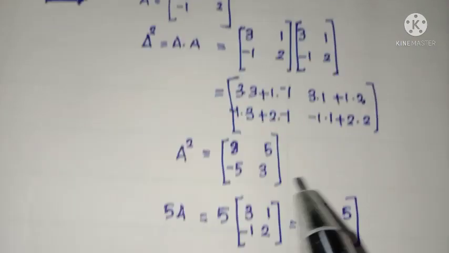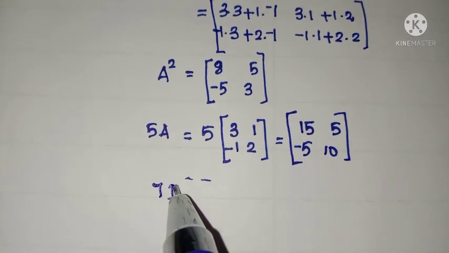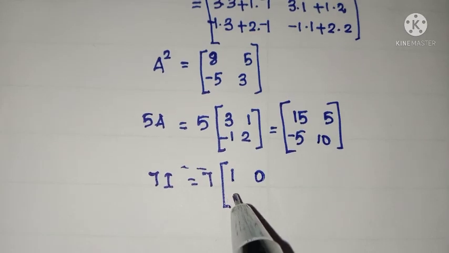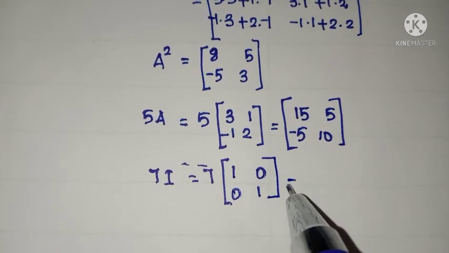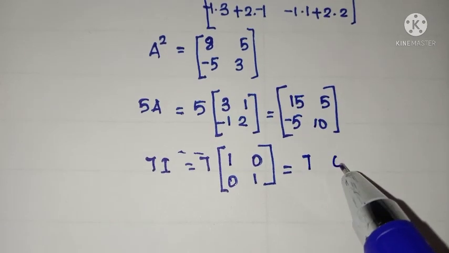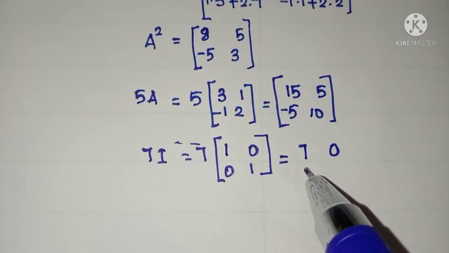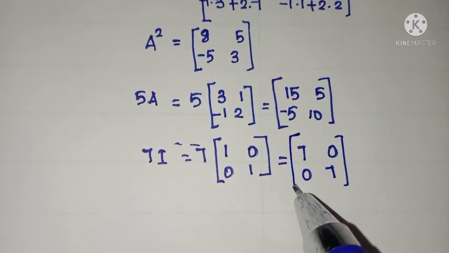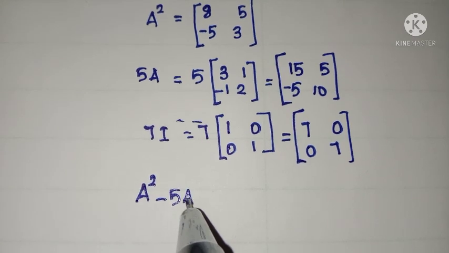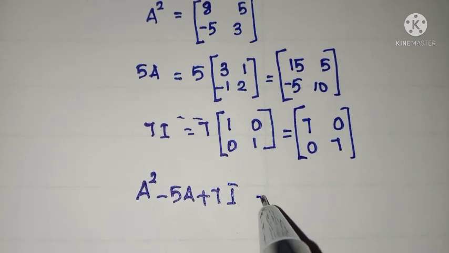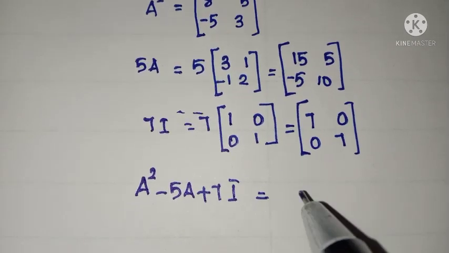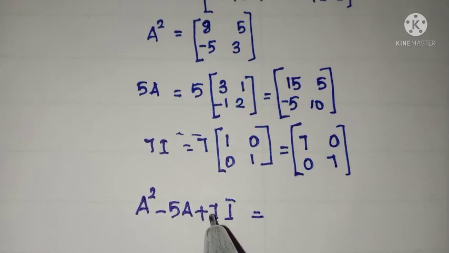Now, 7I. 7I means 7 into the identity matrix. Listen, it is a square matrix of order 2. So, identity matrix is 1, 0, 0, 1. So, 7 into 1, 0, 0, 1 means 7, 0, 0, 7. Now, A square minus 5A plus 7I. We need to prove this will give the 0 matrix. So, replace all the matrices.